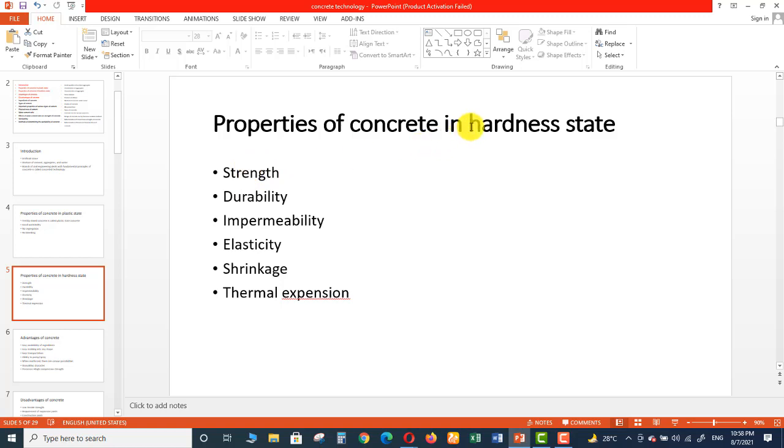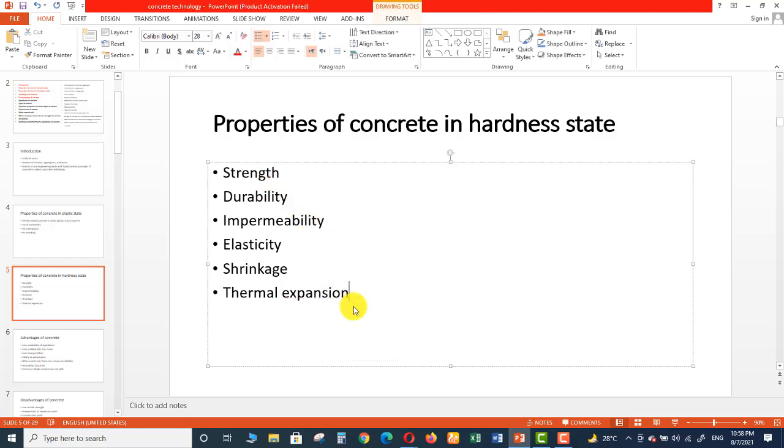After that, concrete gets hardened, and that state is called the hardened state of concrete. This state also should have a few important properties, like strength, durability, impermeability, elasticity, shrinkage, and thermal expansion. These are some properties which the concrete should possess in its hardened state.